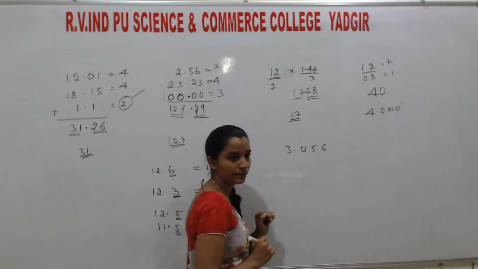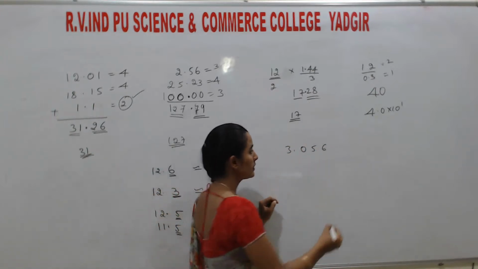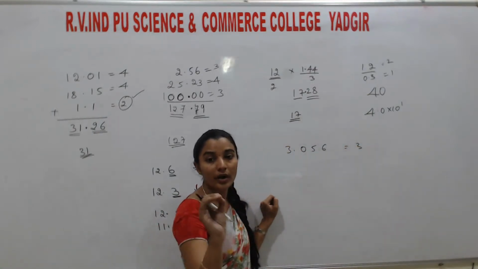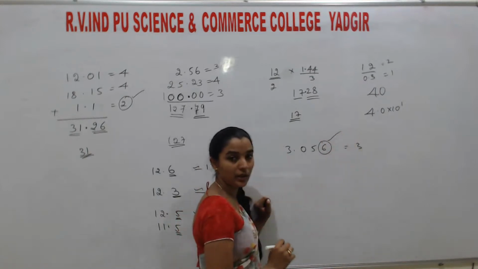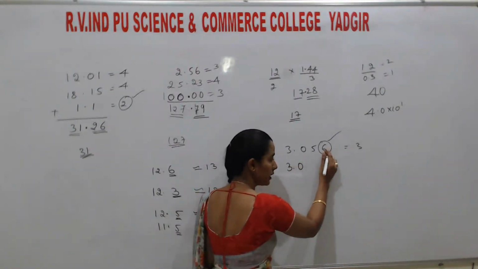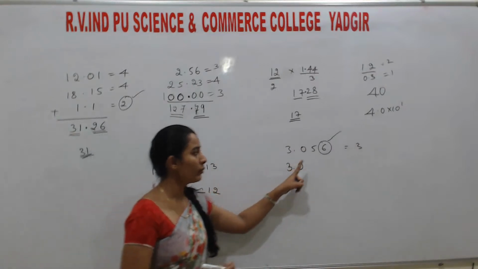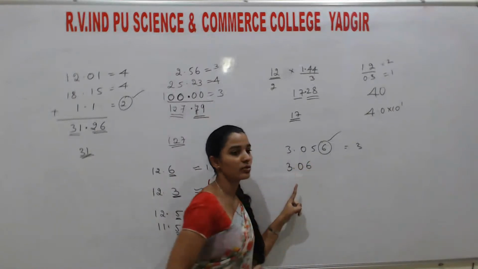3.056 is there. If you want to round up this figure to 3 significant figures, here 4 significant figures are there and you want 3, so the last term is removed. Here the last digit is greater than 5, so what do we have to do? We have to add 1 to the preceding term. It becomes 3.06.